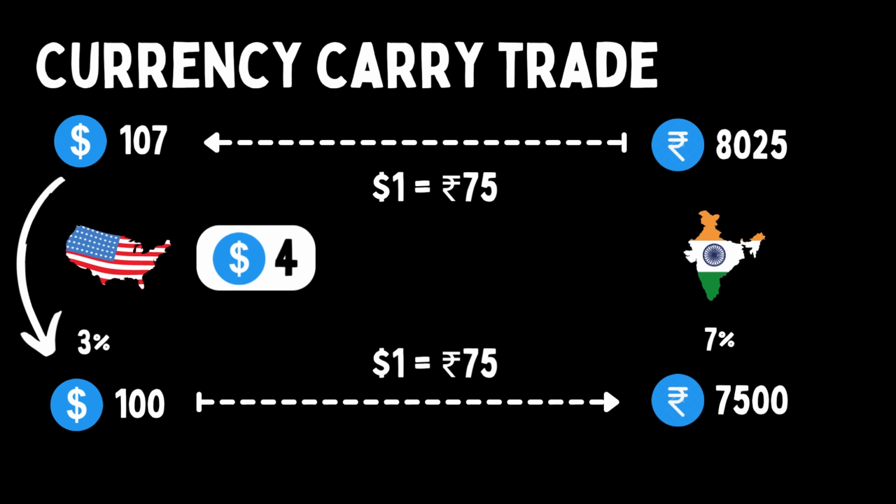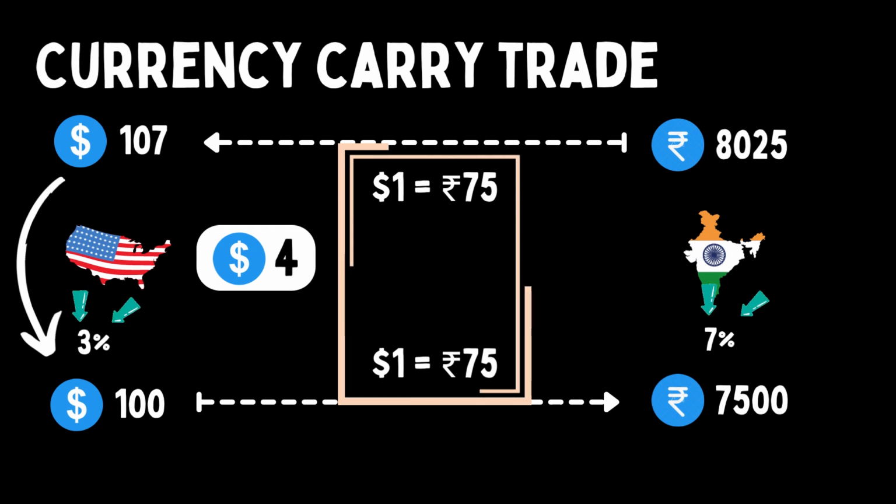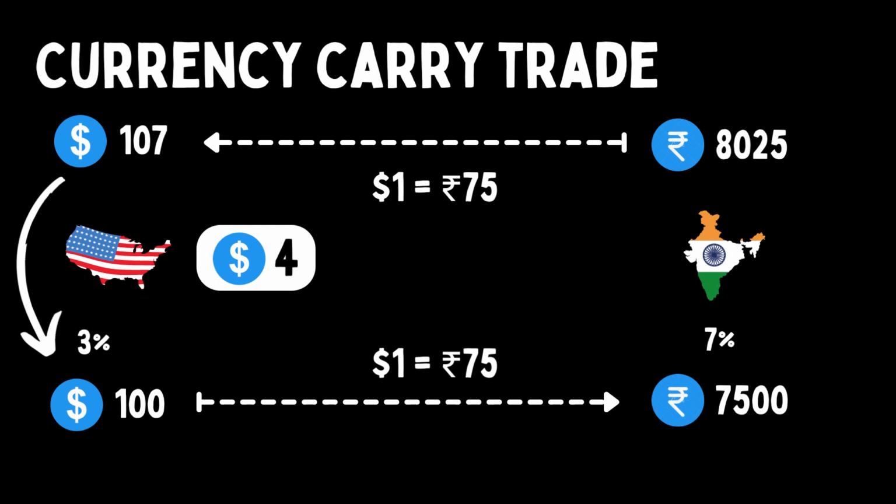Now, here are the two big assumptions that we made. First, throughout, the interest rate difference remained the same. And most importantly, the currency exchange rate remained the same. This doesn't always happen, right? Now let's change these two variables one by one.